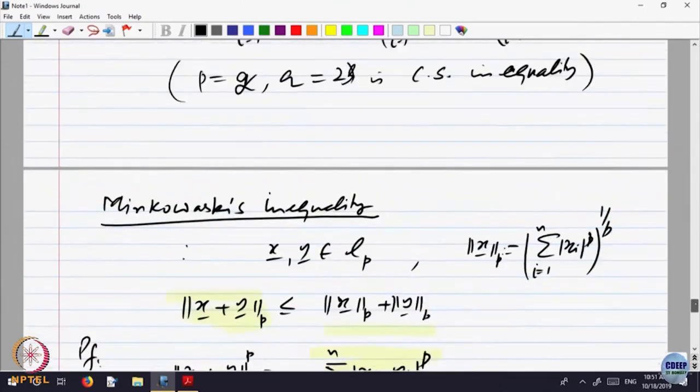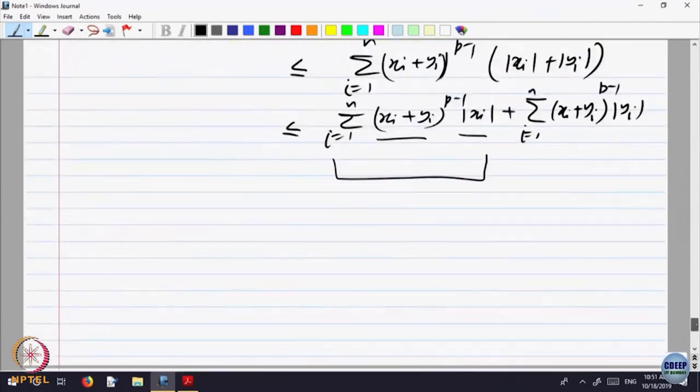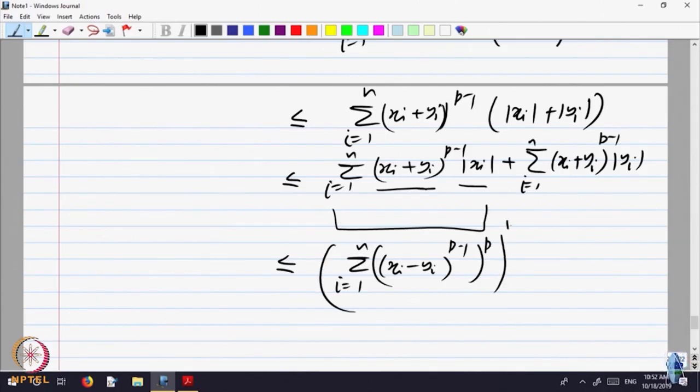What is Holder's inequality? Here is Holder's inequality: the sum of a_i b_i is less than or equal to the sum of a_i to the power p raised to power 1 over p, into the sum of b_i raised to power q, raised to power 1 over q, right. So, here let us use Holder's inequality. So, less than or equal to the sum i equal to 1 to n of |x_i + y_i| raised to power p minus 1, raised to power q, raised to power 1 by q.